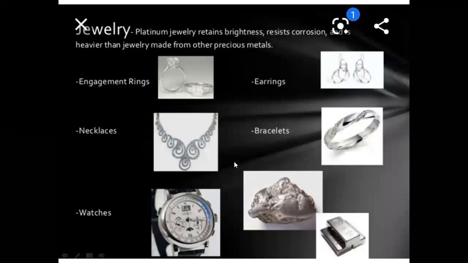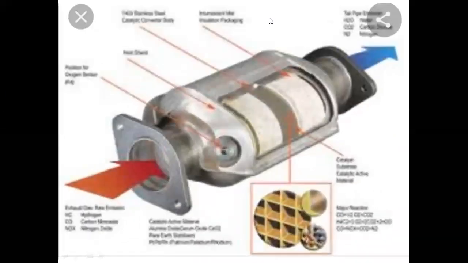I told you platinum is also used in jewelry, in watches, etc., because it retains its brightness, it resists corrosion, and it is heavier than jewelry made from other precious metals. This is the catalytic converter, which I told you is fitted in the automobile engine, which converts the harmful gases into non-harmful gases, and platinum is used as a catalyst in it. Along with other catalysts, platinum is also used.